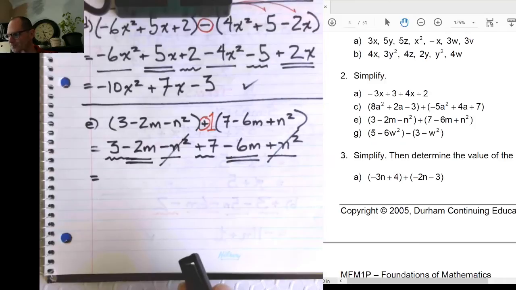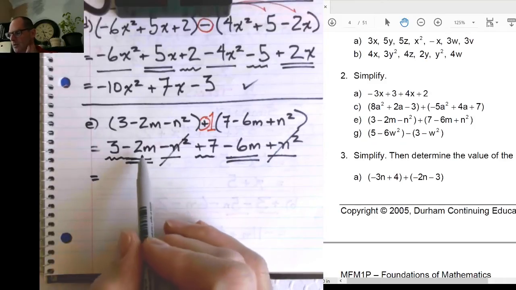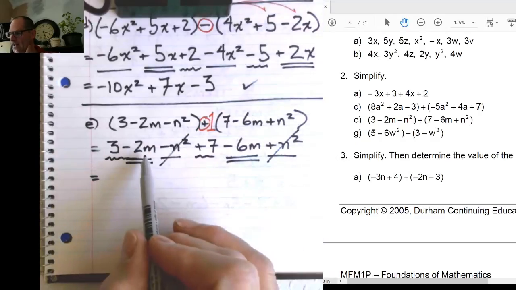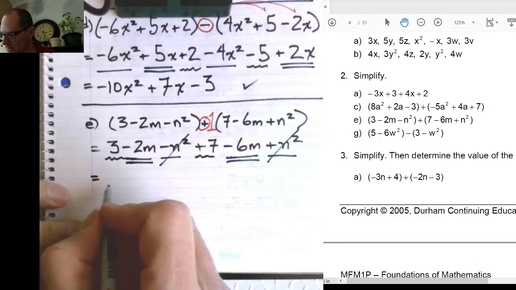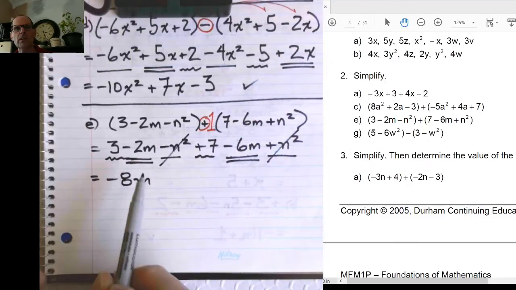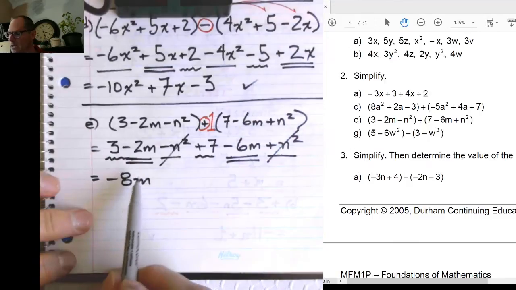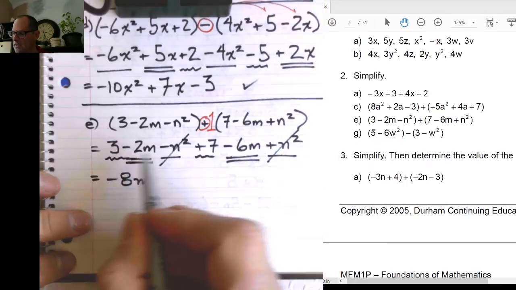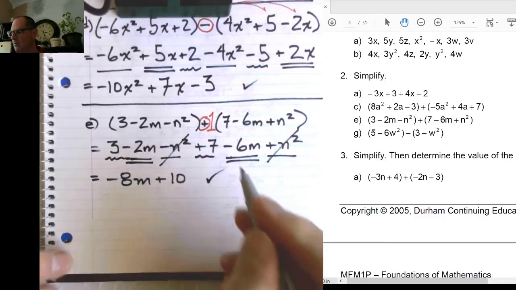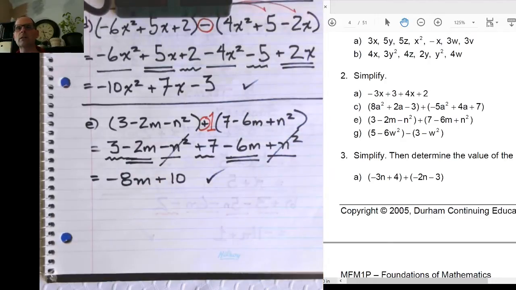cancels each other out. So now I'm going to move on to my next terms, which is the m's. So I've got negative 2 minus 6, so that's going to be negative 8m. Okay, negative 2 minus 6 gives me negative 8m. And then the constants come in at the end. 3 gives me 10. Now that is the complete final answer for E.